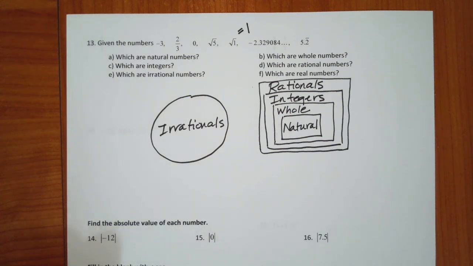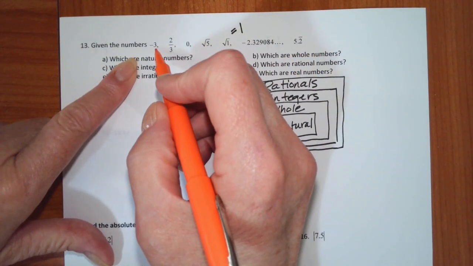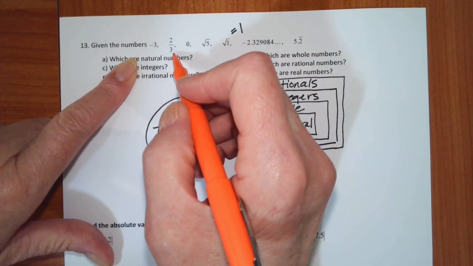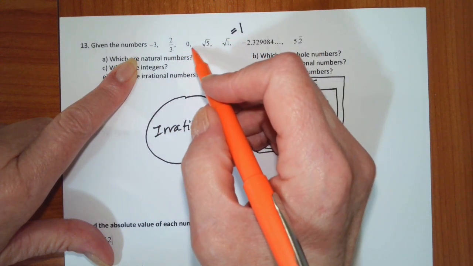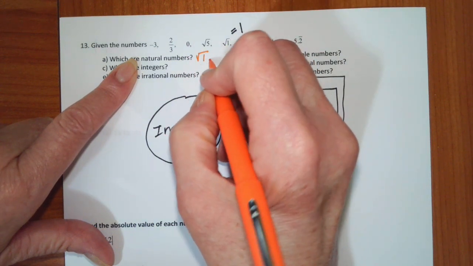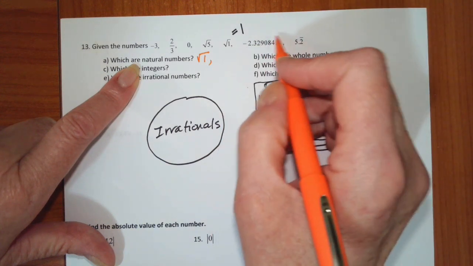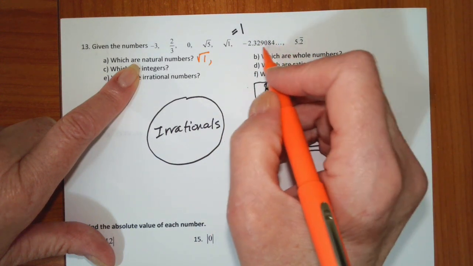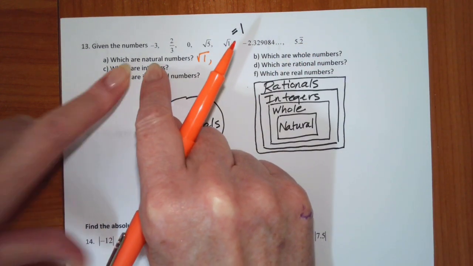All right. So which ones are natural numbers? Okay, well, the natural numbers are 1, 2, 3, 4, 5, 6, 7, 8, 9, 10. So the natural numbers, this is negative, that doesn't work. This is a fraction, so that doesn't work. 0 is not included. This is not included, but 1 is. So the square root of 1 is a natural number. This means that it goes on forever without repeating, and this is a repeating decimal. So this is the only natural number.